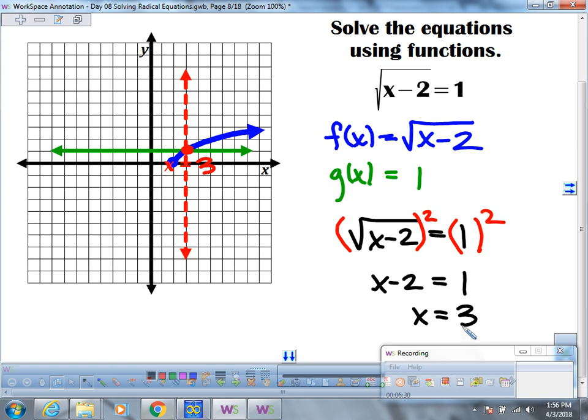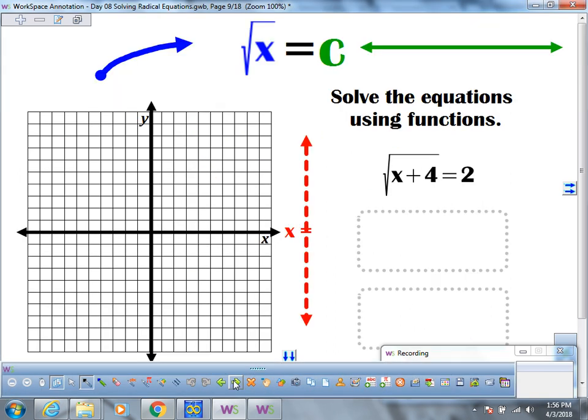Pretty easy, right? Pretty straightforward. We're just graphing. The only new information is how to solve a square root function. How do we solve a square root function? We square it. How do you solve a cube root function? Cube it. Good. How do we solve a fifth root function? You fifth it, right?